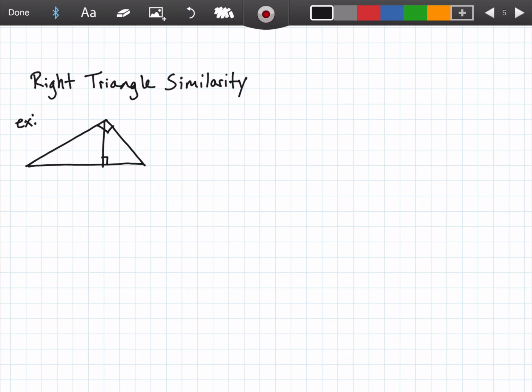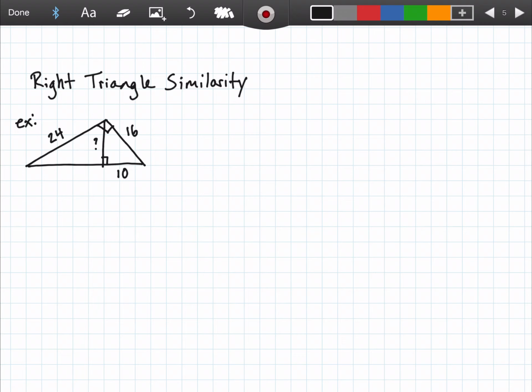Okay, let's do an example. Okay, let's say I got 10. I want to find that height. And let's say it's 16. And how about 24? Making up numbers, so we'll see.